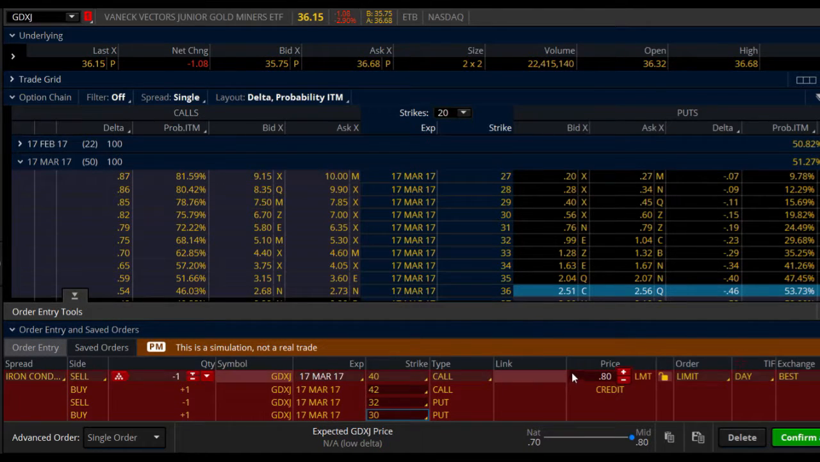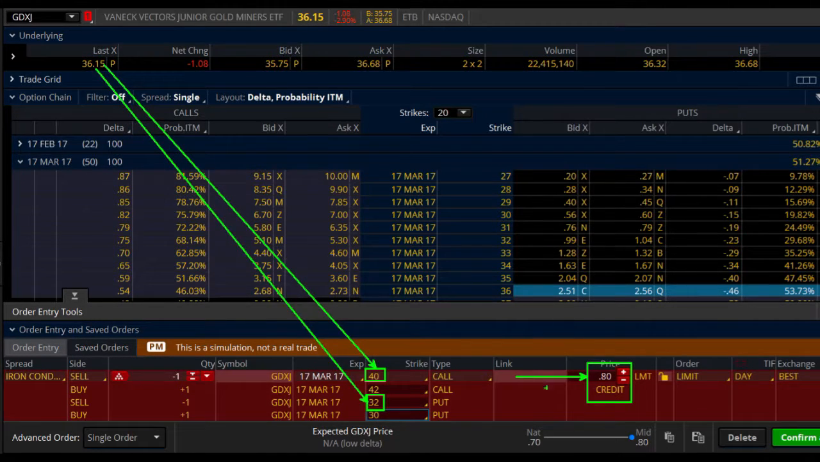And you'll see, look at that, we collect 80 cents credit. Perfect. Remember, we want to collect between 66 and 80, and we did it. It's right there. And our strikes should be equidistant from the stock price, and they are. 40 is roughly $4 above, and 32 is roughly $4 below. So perfect. Stock price is right between our short strikes, and we're collecting anywhere from 66 to 80 cents. We're collecting 80 cents. Absolutely perfect. This is how you set up an Iron Condor. Very simple. You just keep moving the strikes until you get to that 66 to 80 cents total credit.